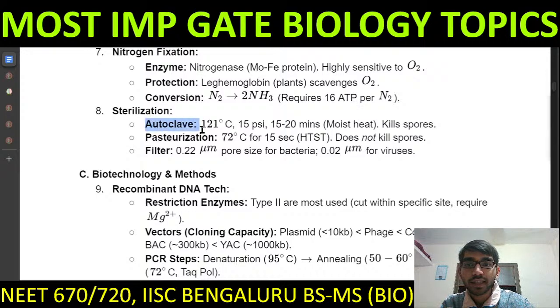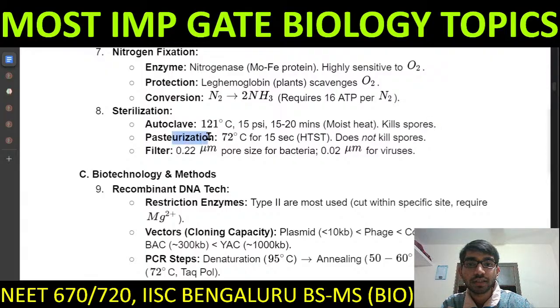Then for sterilization technique, autoclave is done at a temperature of 121 degrees Celsius, at this much temperature and pressure, for 15 to 20 minutes. This is called moist heat because you are having higher pressure steam and then it is also heated. This kills the spores. So spores are the resistant form of the bacteria which can be transmitted for multiple generations when the conditions are unfavorable. So how do we ensure that even those forms are killed? That is why we require autoclave at a very high temperature.